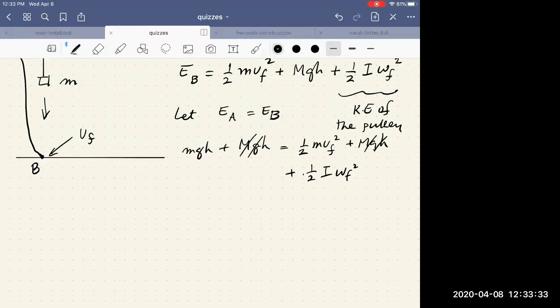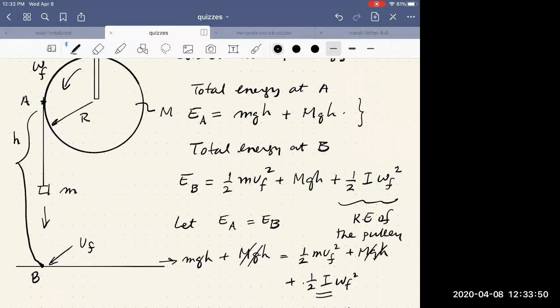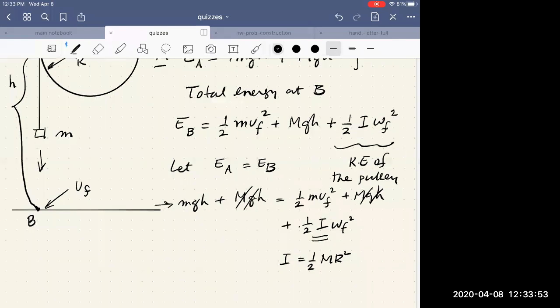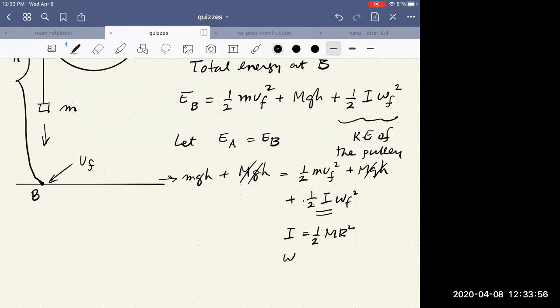So we are left with the slightly simplified equation here, but you have to further simplify it because, first of all, the moment of inertia I is 1/2 big M times R squared. Big M, of course, is the mass of the pulley out here. And omega final and V final are related. So we can write V final is R times omega final. And this, of course, is something that we connected to no slipping condition.